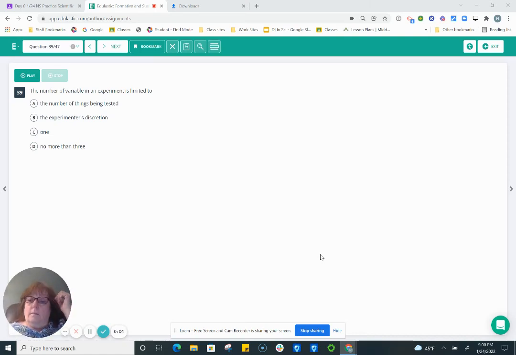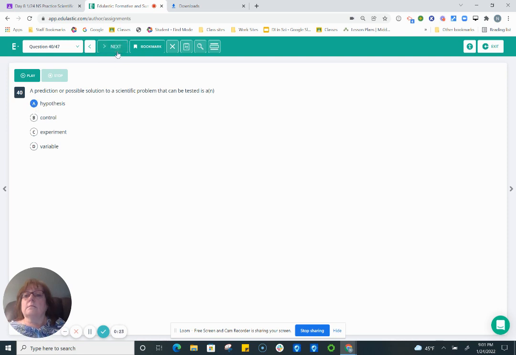Number 39, the number of variables in an experiment is limited to one. You just want to test one variable at a time. A prediction or possible solution to a scientific problem that can be tested is a hypothesis. The factor being tested in an experiment is the variable.